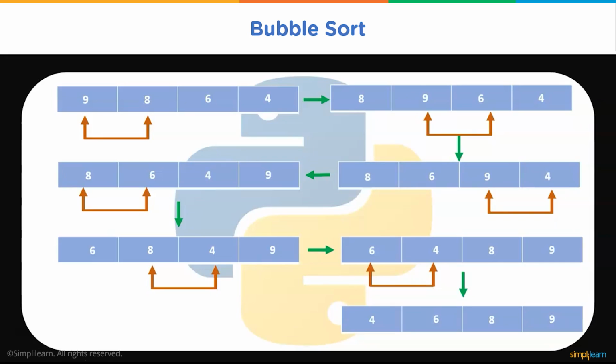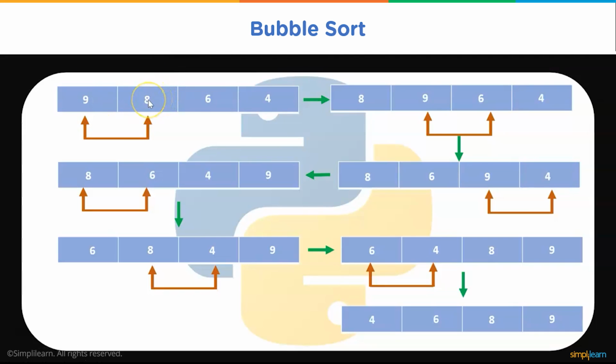Now here you have a sample list which has unsorted data: 9, 8, 6, 4. According to the bubble sort algorithm, first it will start from the 0th element and compare it with its next adjacent element, 8.